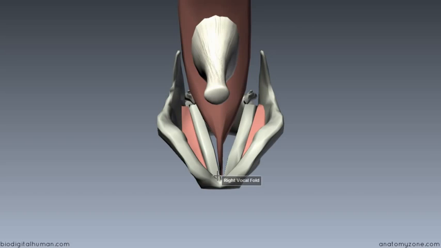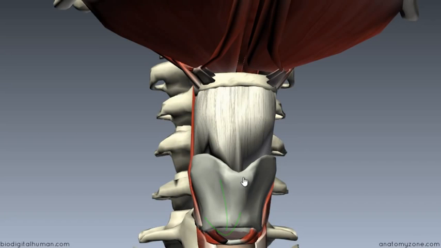So remember the guitar string analogy. If you've got a loose guitar string, it's going to make a very low sound. If you've got a very tight guitar string, it will produce a higher pitched sound. So by bringing the thyroid cartilage forwards and downwards, tension is placed on these vocal cords, and it allows a higher pitched sound to be produced.